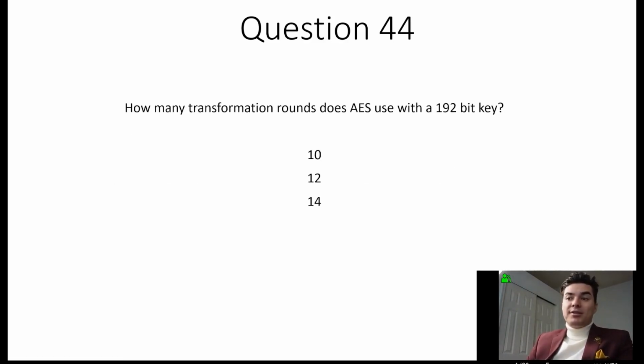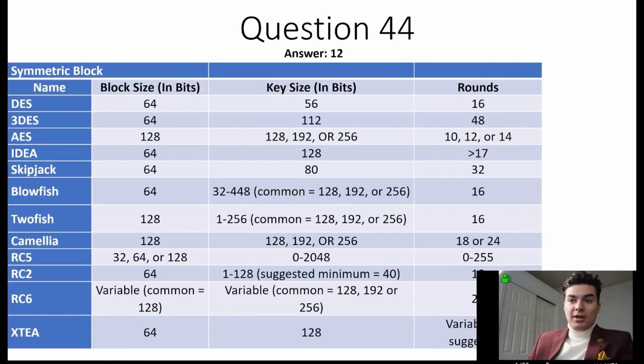How many transformation rounds does AES use with a 192-bit key? It uses 12 rounds. So 10 would be used for a 128-bit key, and a 256-bit key would be 14 rounds. Take a look around here. As you can see, these are parallel with each other. 128 goes with 10, 192 goes with 12, and 256 key size goes with 14. So you should definitely know that.